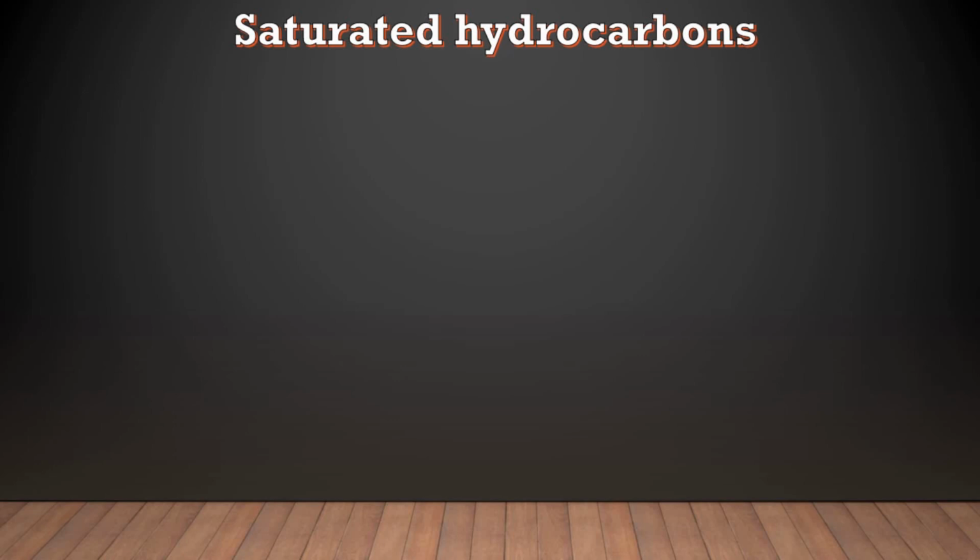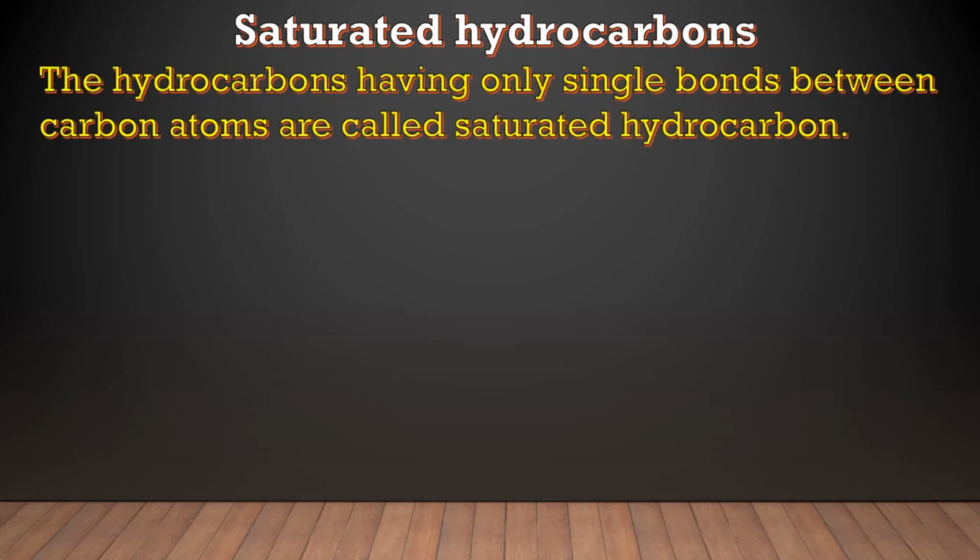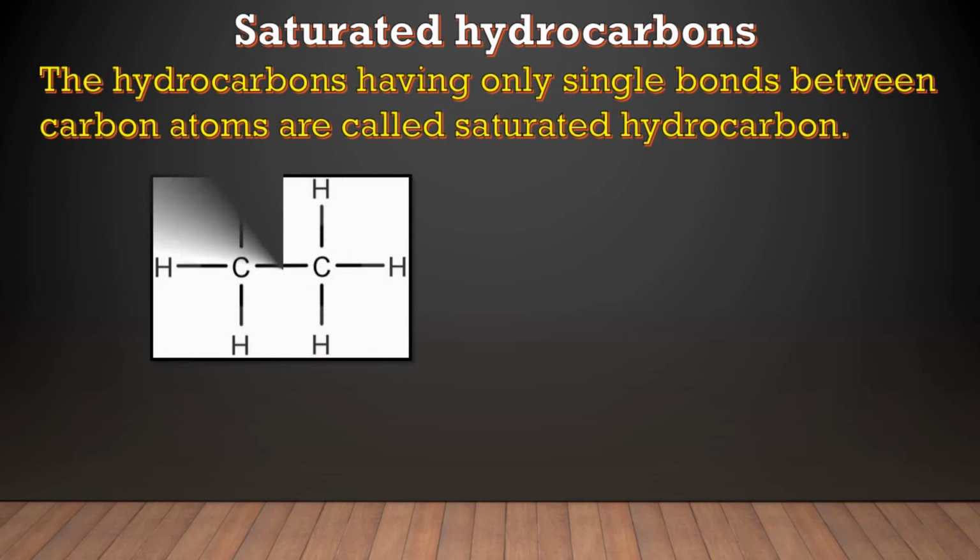Let us discuss some examples. For example, ethane. The formula is C2H6. In this hydrocarbon ethane, there are 2 carbon atoms and you can see there is a single covalent bond between these 2 carbon atoms.